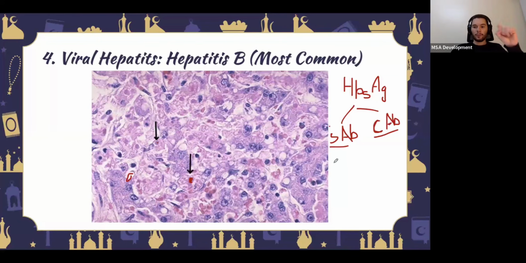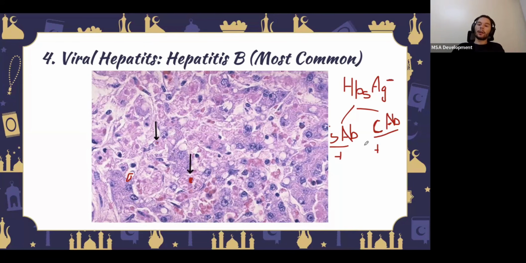Why? Because the vaccine of hepatitis B only consists of the surface antigen. If the patient gets exposed to the vaccine, they'd make antibodies against the surface only. They won't make antibodies against the core. If the surface is positive and the core is positive, this means this patient has been previously infected. But because the surface antigen is negative, this means his infection has resolved.